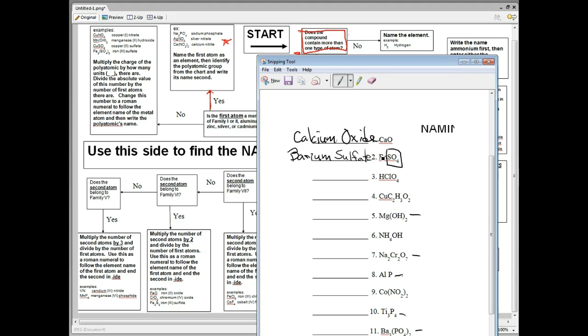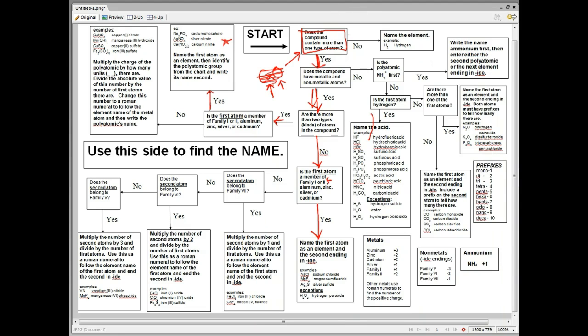The next one we have is HClO4. That was a terrible line, but oh well. So let's go right here. Does the compound contain more than one type of atom? Yes, it does. Does the compound have metallic and non-metallic atoms?